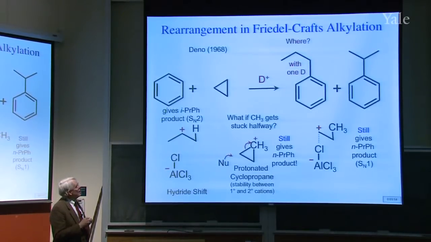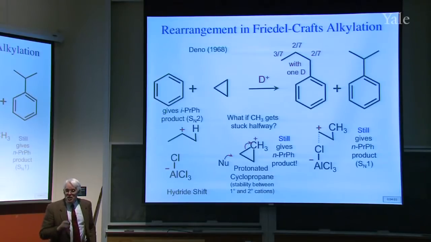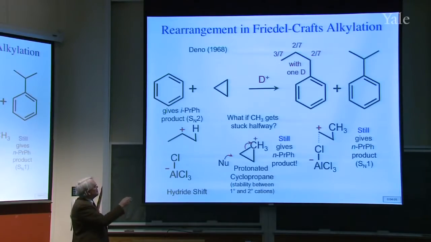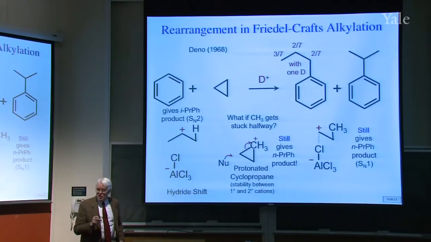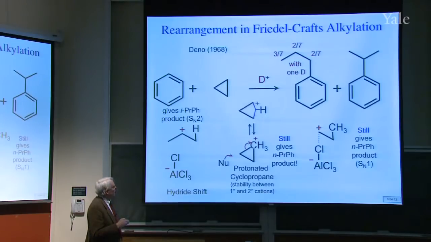Here's what he found. Where is it? 3/7 of it is where Chris said, 2/7 here and 2/7 here. It's completely scrambled, right? There are three hydrogens here, 2 here, and 2 here. And that one deuterium is completely scrambled among those positions, right? How did it get scrambled?